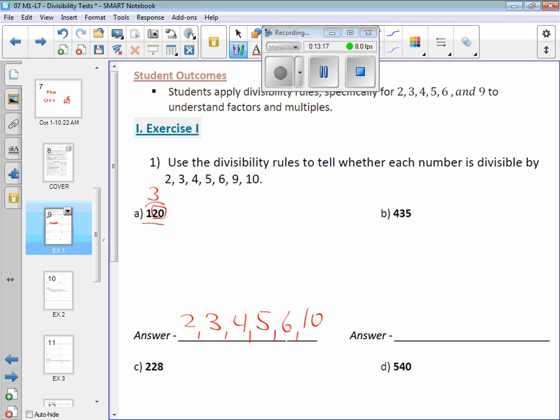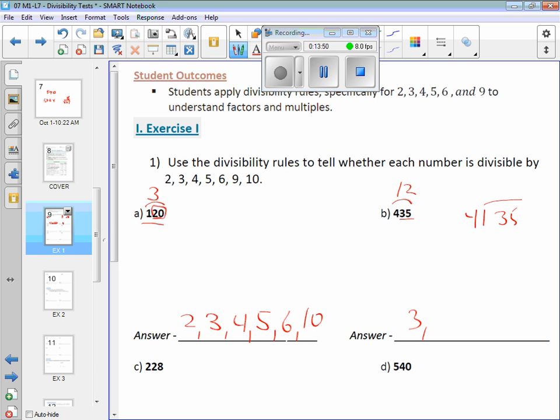We'll chat further. What about 435? Yes or no for 2? No. No for 2. It's an odd number. 3. Yes. Add up all the digits. It's 12. 3 will work, because 3 can go into 12. 4. My last 2 digits, can 4 go into it?